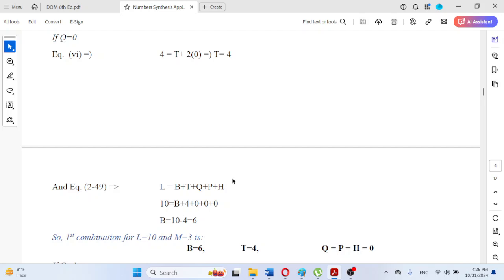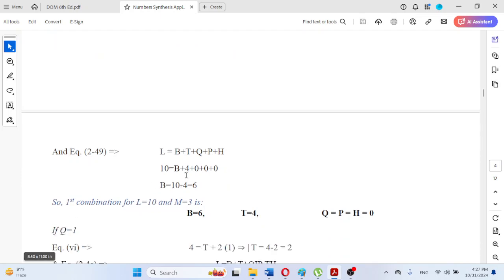So in this way the equation number 2.4a will give that ternary link will be 4 and quaternary 0, and all pentagonal and hexagonal links are already 0. So 10 minus 4 will be equal to 6, so binary link will be 6. So the first combination for L is equal to 10 and M or DOF is equal to 3 is 6 binary links and 4 ternary links, and quaternary, pentagonal and hexagonal links must be 0. So the first set for M is equal to 3 and L is equal to 10 has been obtained.